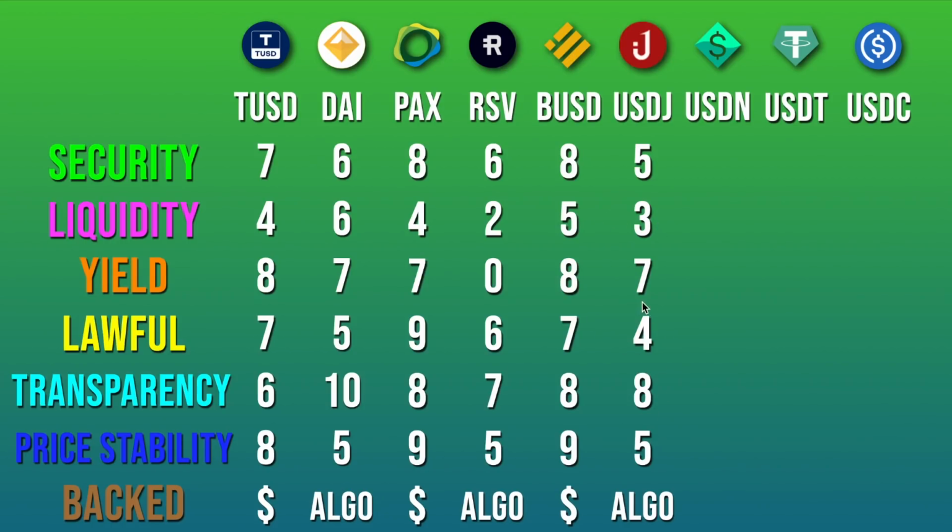Lawfulness is even lower than DAI because Tron is basically run in China, so that's why I put it at 4. If it's a Chinese blockchain, then it's easier for it to be regulated in the United States than, let's say, DAI.